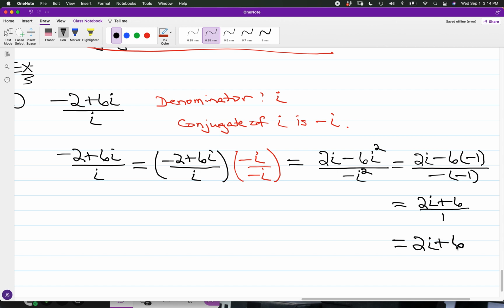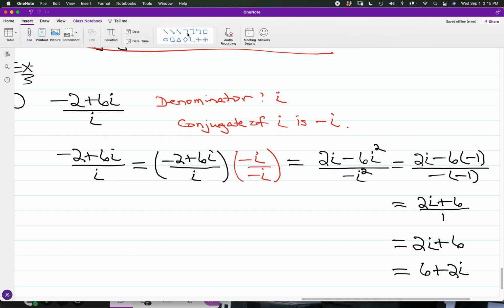And if the problem is stressing just putting it in standard form, like in ALEKS, it's going to stress putting the constants in front of the variable term. So for this final output, we're going to have 6 plus 2i. And that will be the final result.